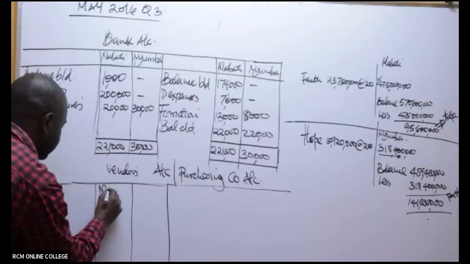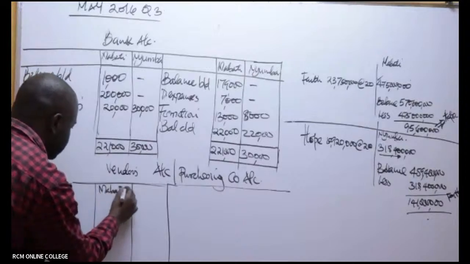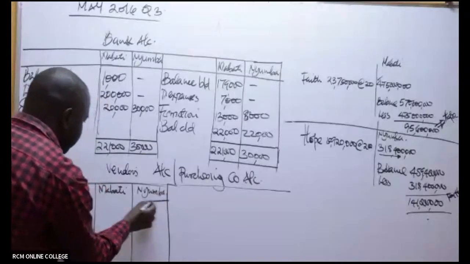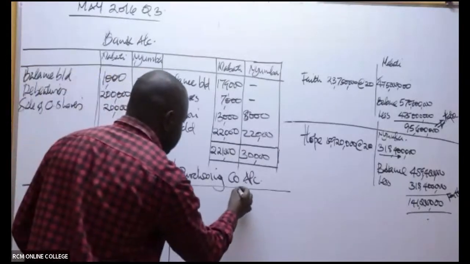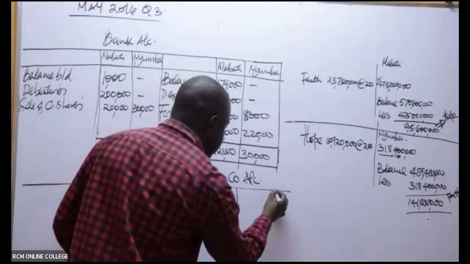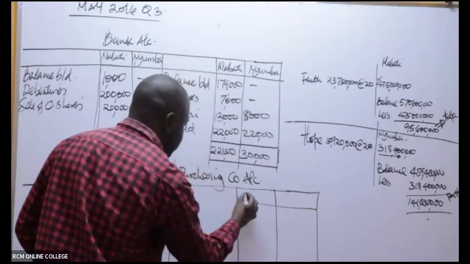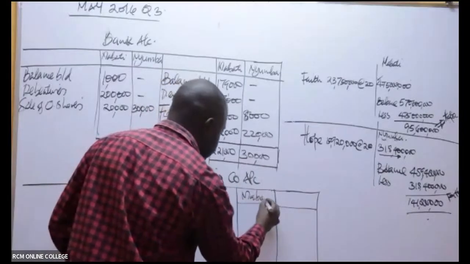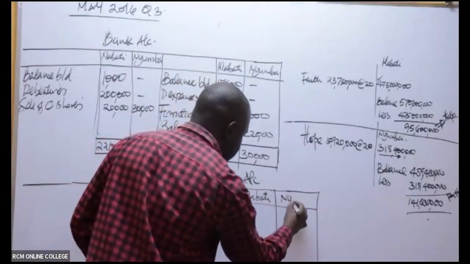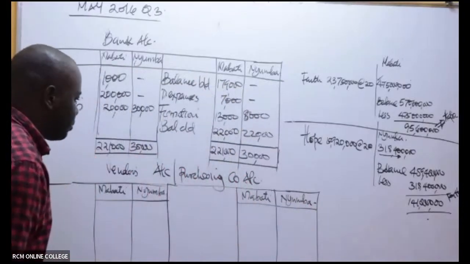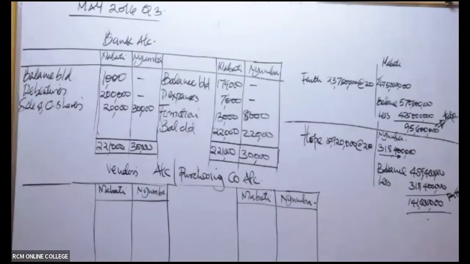So you have mabati and nyumba. Those are the two companies.